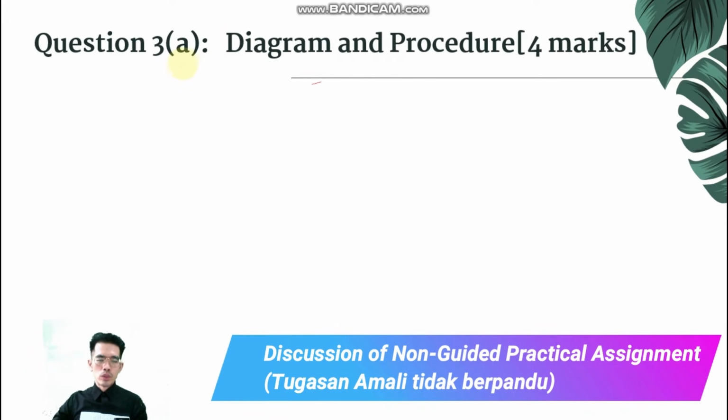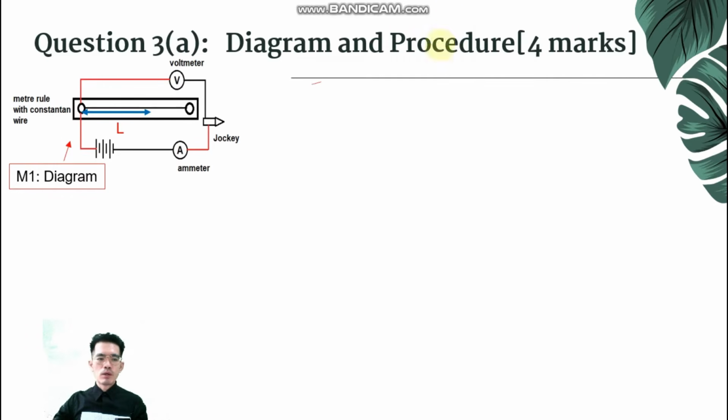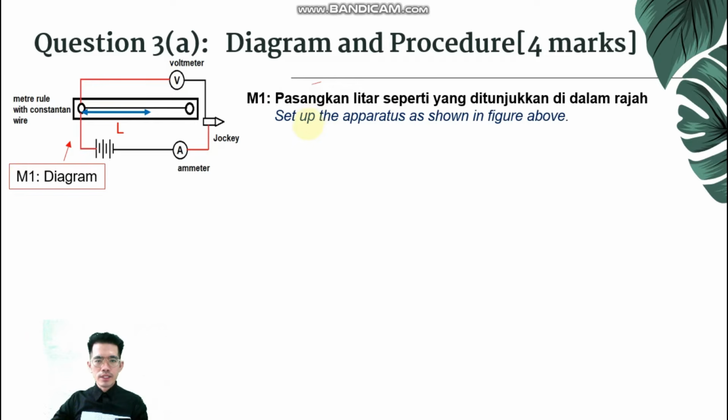So the first question, question A for question number 3, is regarding the diagram and procedure. The first mark will be given for the correct diagram. For 4 marks, we need 4 points. The first point will be the diagram, with the ammeter connected in series and the voltmeter connected in parallel. You need to write like this, okay? Set up the apparatus as shown in the figure above. Together with the diagram, you get the first mark.